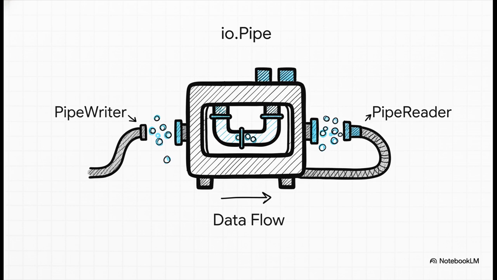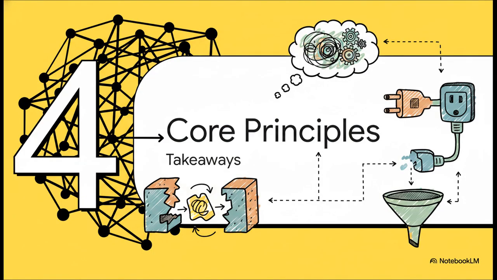The io.Pipe function acts as an adapter factory. It creates a writer and a reader that are magically connected. Anything you write to the pipe writer instantly becomes available to be read from the pipe reader. It translates the whole paradigm of writing into the paradigm of reading. It's incredible.